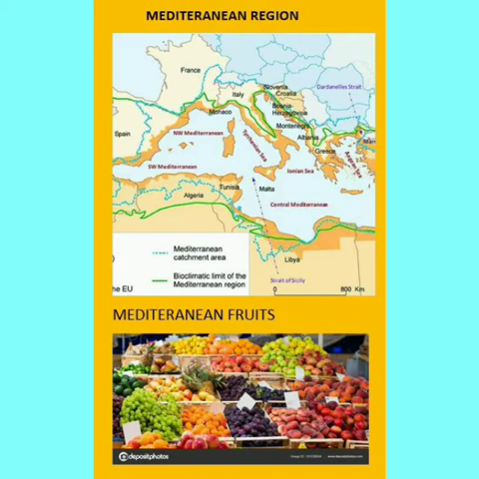Citrus fruits such as oranges, figs, olives and grapes are commonly cultivated here because people have removed the natural vegetation in order to cultivate what they want to. So there isn't much wildlife here.